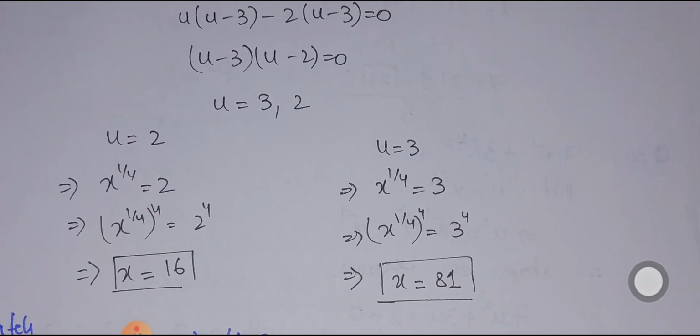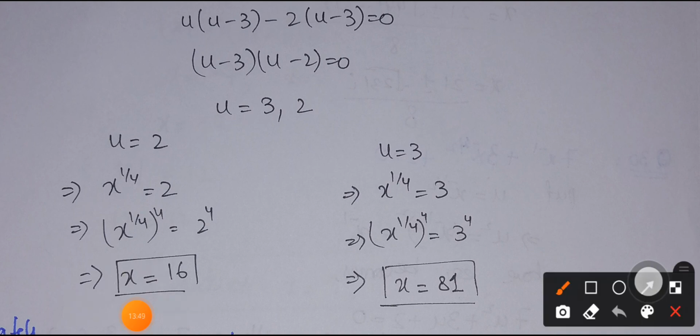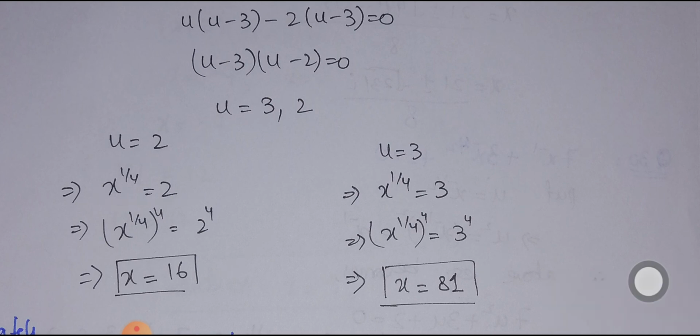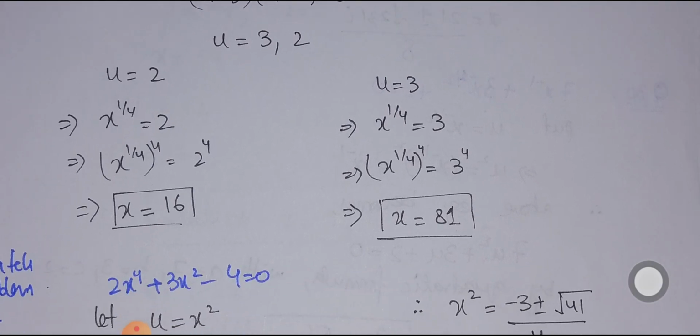And by putting u is equal to 2, it means x power 1 by 4 is equal to 2. Now taking whole power 4 on both sides, x is 16. Similarly, x is equal to 81 for u is equal to 3. So the solution is x is equal to 16 and x is equal to 81.